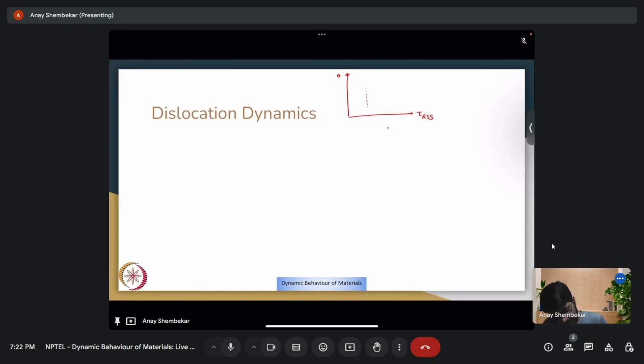There are roughly three regions in this domain. This is actually a log-log plot. This is region 1, region 2, and region 3. And all these three regions have three different mechanisms, so we'll go through them one by one. Region 1 will be called thermally activated dislocation motion.